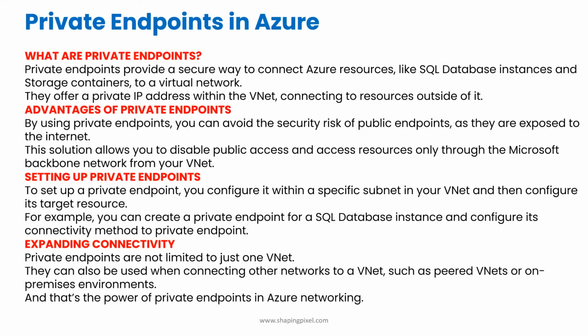To set up a private endpoint, you configure it within a specific subnet in your VNet and then configure its target resource. For example, you can create a private endpoint for a SQL database instance and configure its connectivity method to private endpoint. Private endpoints are not limited to just one VNet. They can also be used when connecting other networks to a VNet, such as peered VNets or on-premises environments. And that's the power of private endpoints in Azure networking.